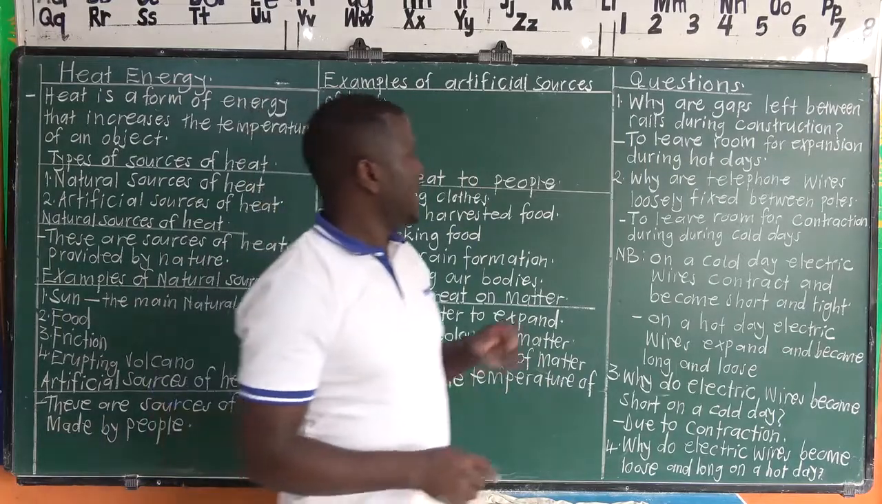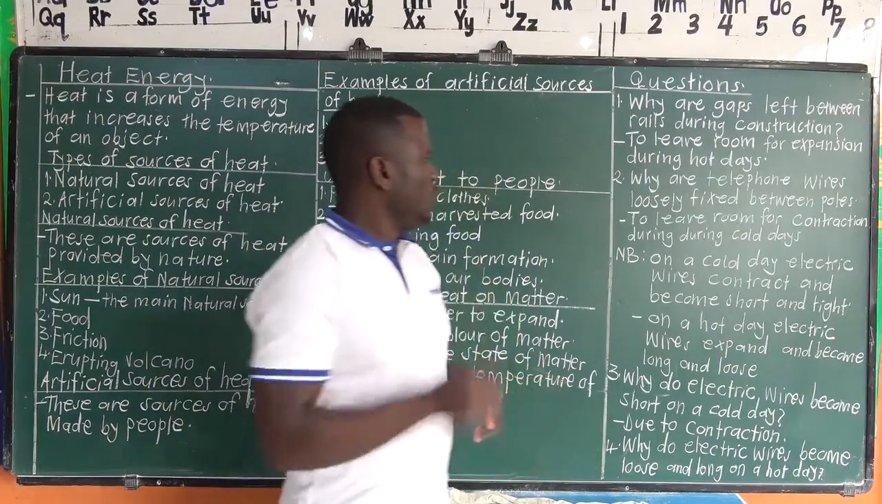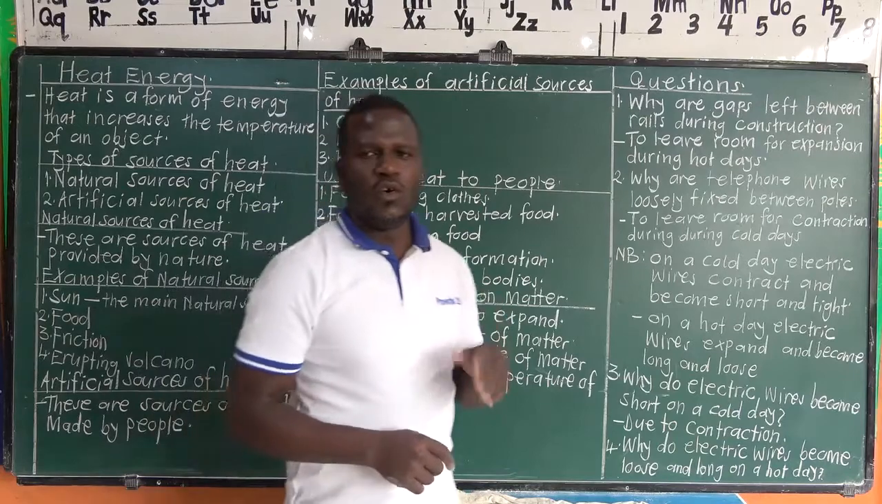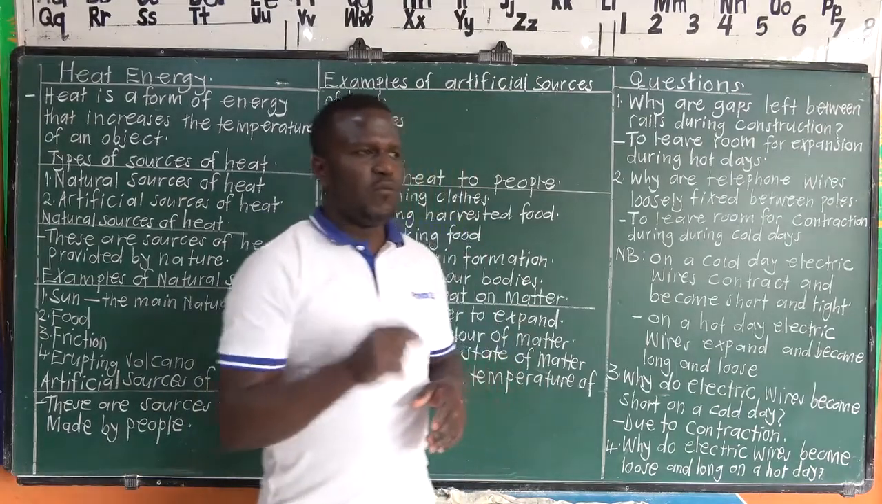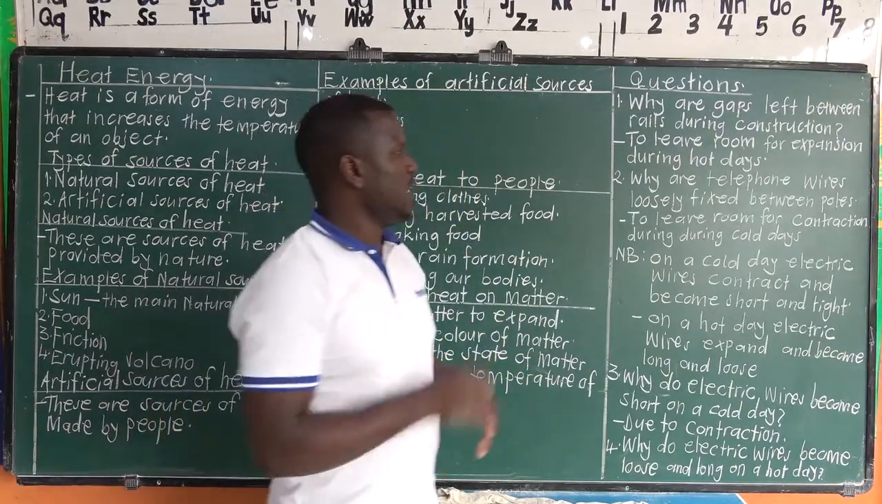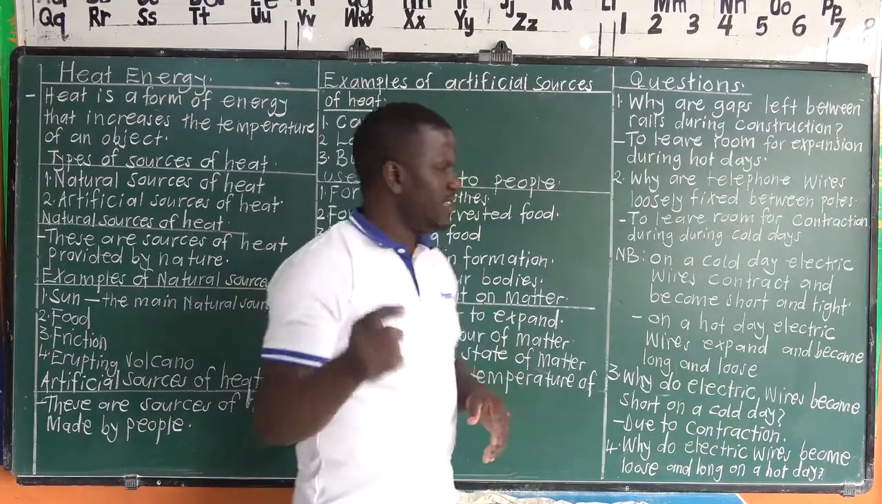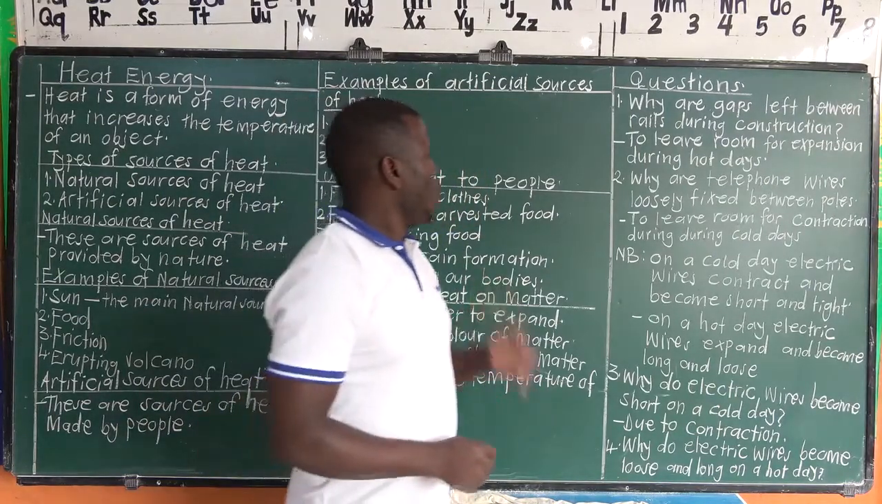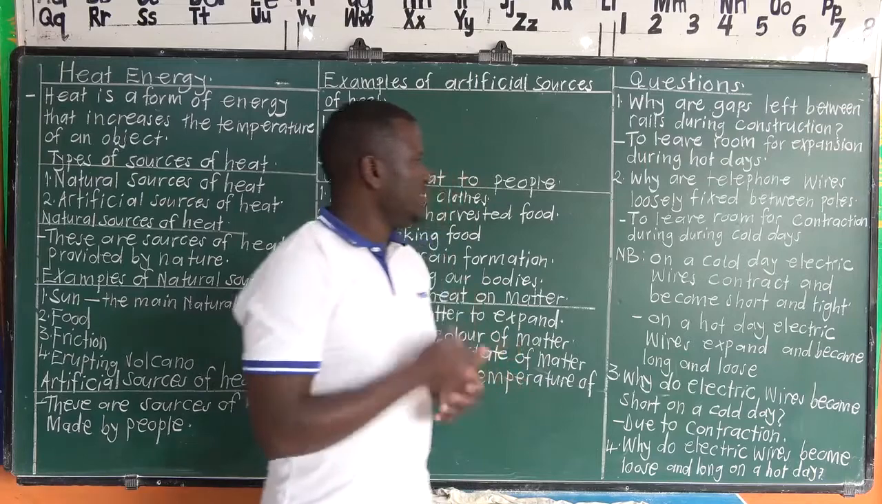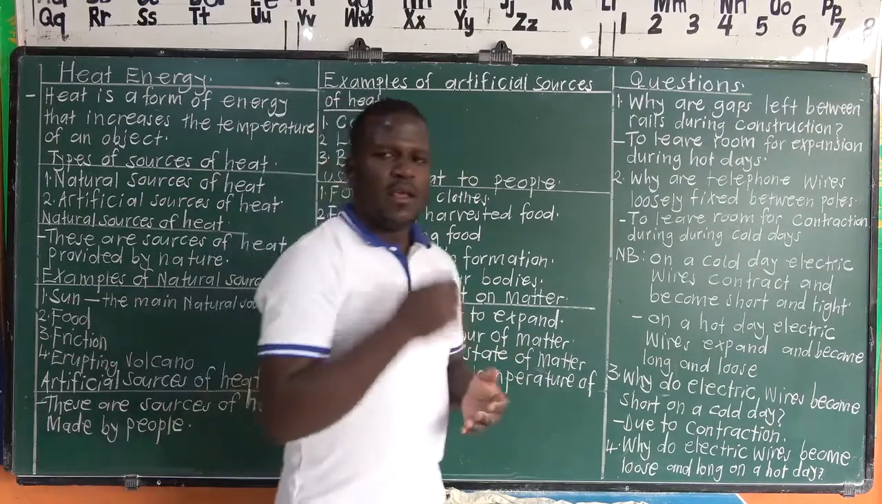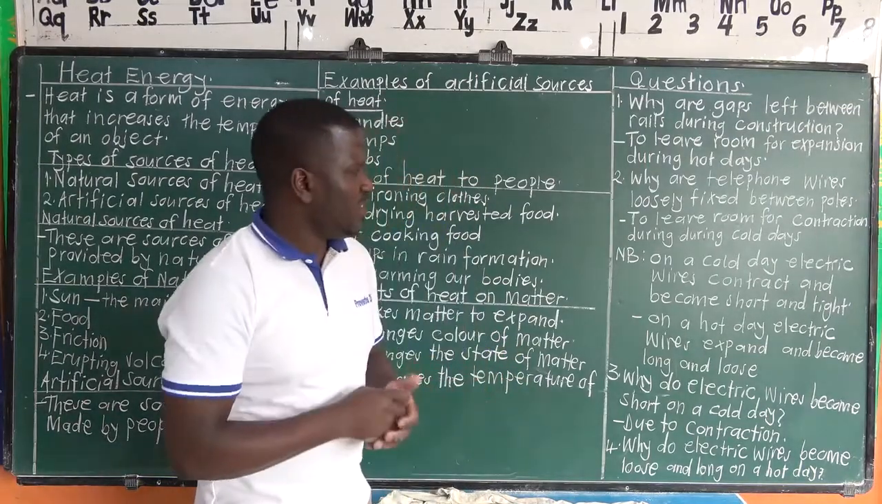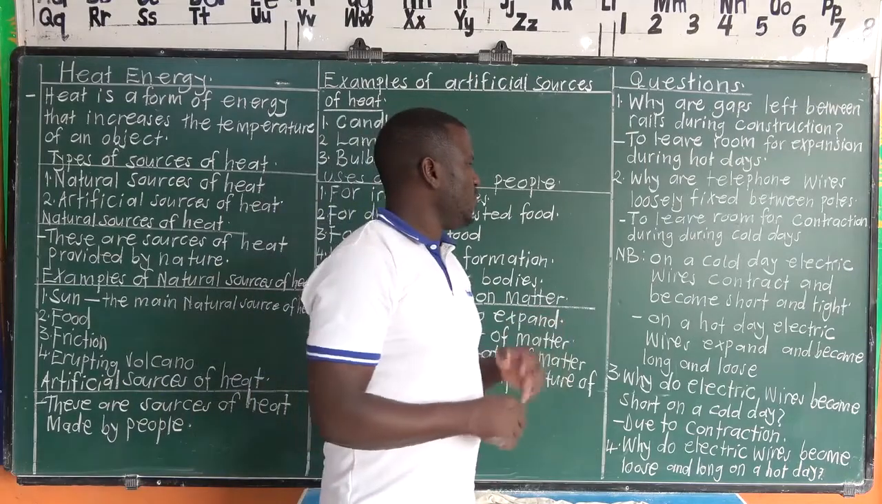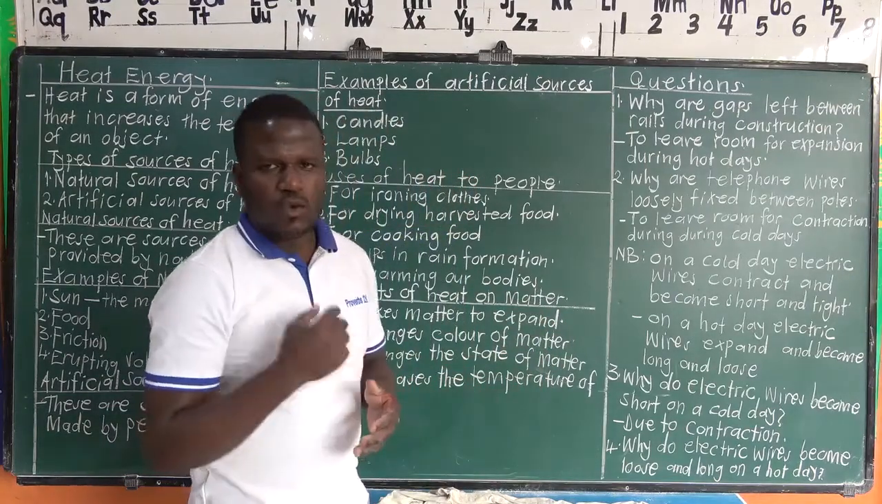Why are they left between rails? To leave room for expansion during hot days, to avoid accidents. Then number 2, why are telephone wires loosely fixed between poles? Telephone wires are loosely fixed between poles to leave room for contraction during cold days.